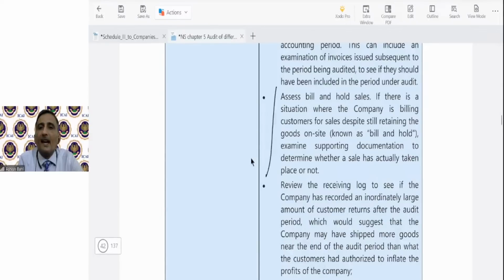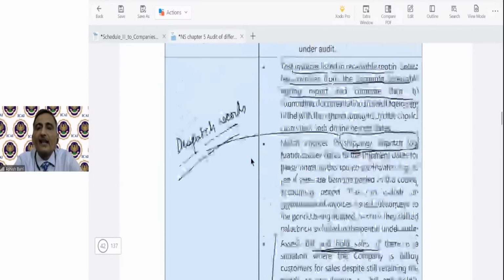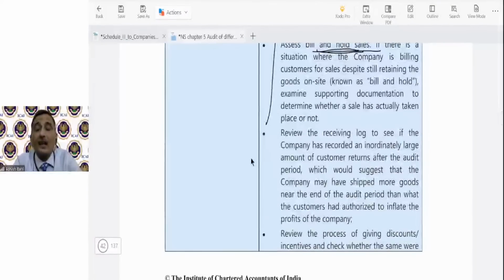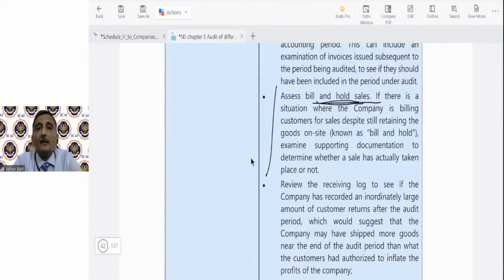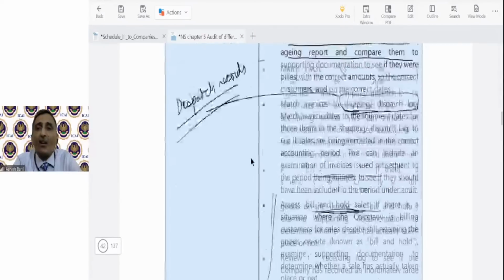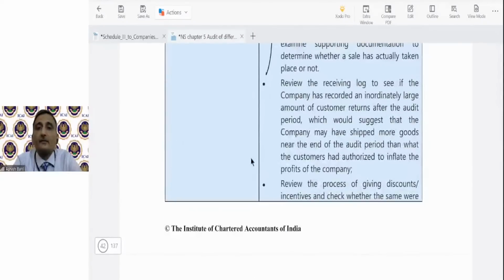So same thing, assess bill and hold sales. So again, this is related to this point, students, that if some transactions have been billed, but these have not been dispatched. Reverse case, if some transactions have been billed, but these have not been dispatched. So if such is the case, then auditor has to see that.